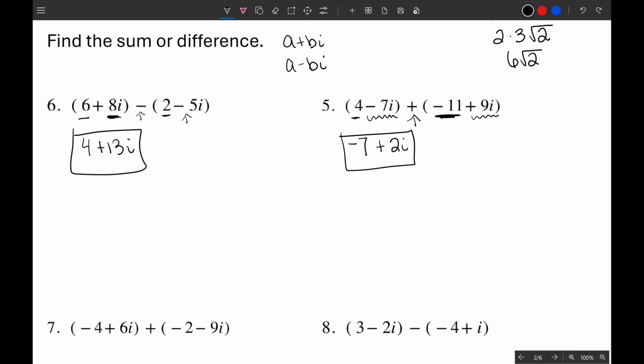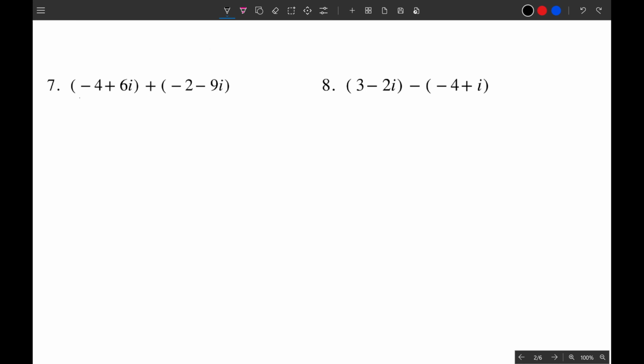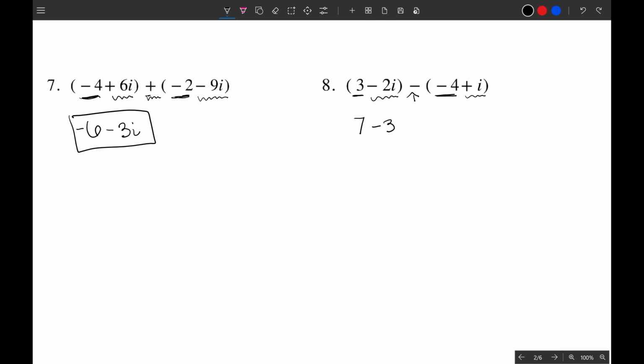You're really just doing like parts. So negative 4 plus negative 2 would be negative 6. And 6i plus negative 9i is negative 3i. 3 minus negative 4, that's going to be a positive. So 3 plus 4 is 7. Negative 2i minus i would be negative 3i. So the adding and the subtracting is actually not bad at all.